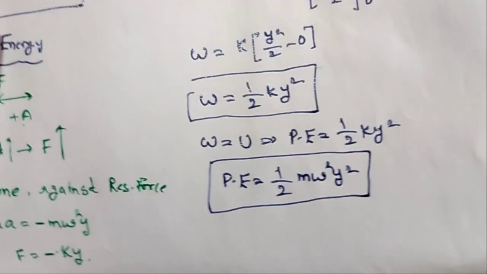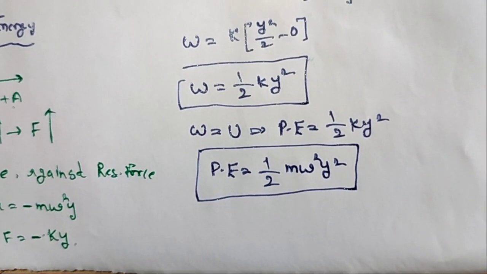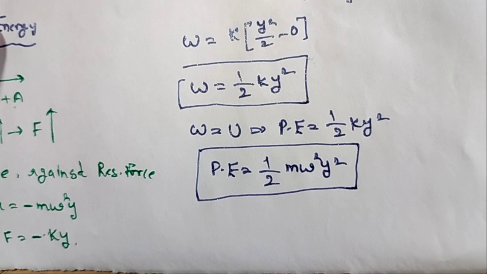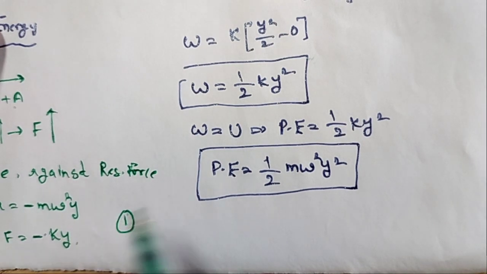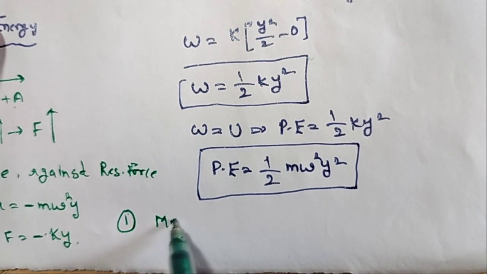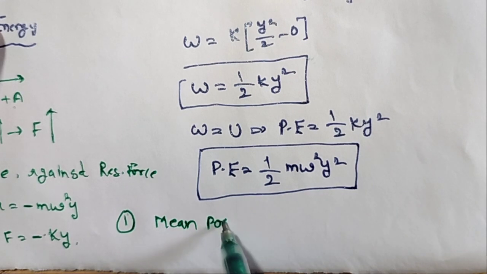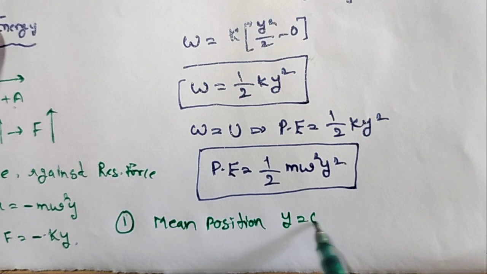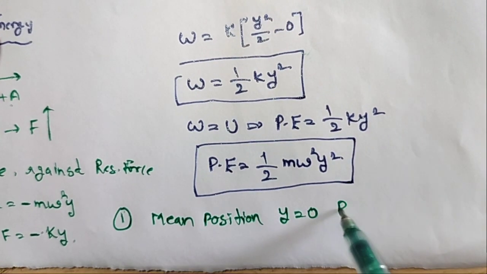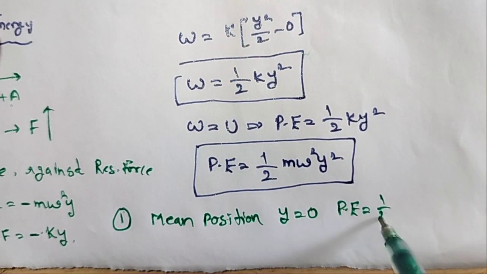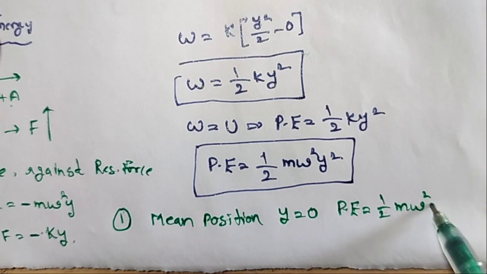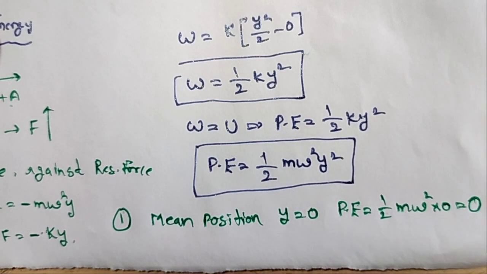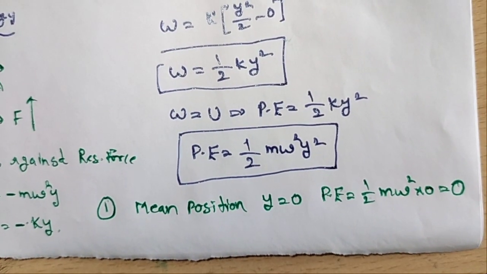Their potential energy is equal to 1 by 2 m omega square. And here, what is the potential energy at the mean position? So in the mean position, y is equal to 0. Therefore their potential energy is equal to 1 by 2 m omega square into 0. Their potential energy is equal to 0 in the mean position.